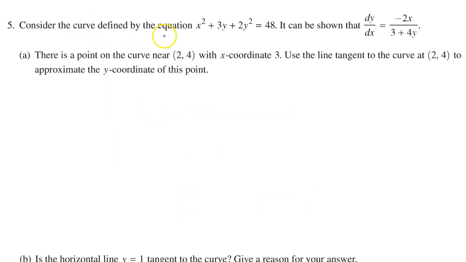Consider the curve defined by the equation x squared plus 3y plus 2y squared equals 48. It can be shown that dy/dx is equal to negative 2x over 3 plus 4y. Part A. There is a point on the curve near (2, 4) with x-coordinate 3. Use the line tangent to the curve at (2, 4) to approximate the y-coordinate of this point.